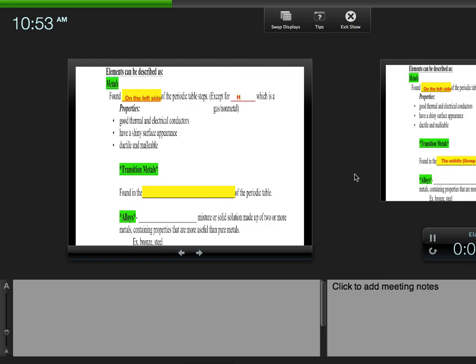Some properties of metals are listed there. They're good thermal and electrical conductors, meaning they can transmit heat and electricity. They have shiny surfaces in appearance, and they're ductile and malleable.